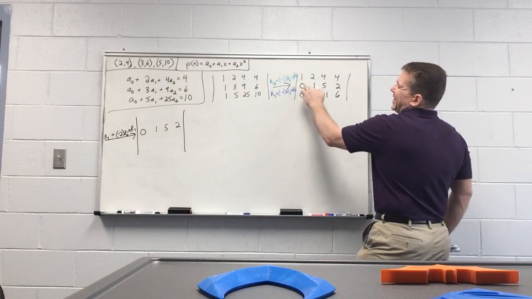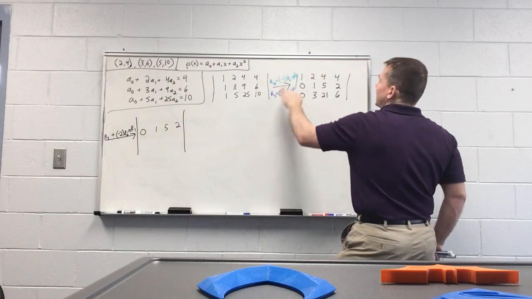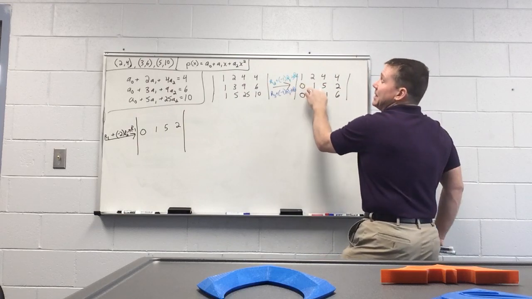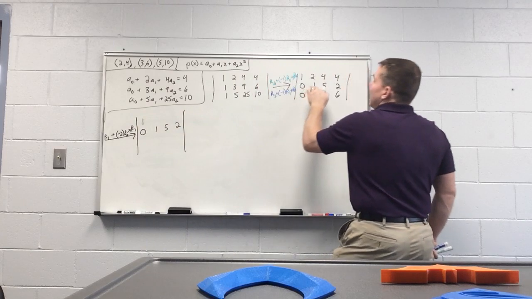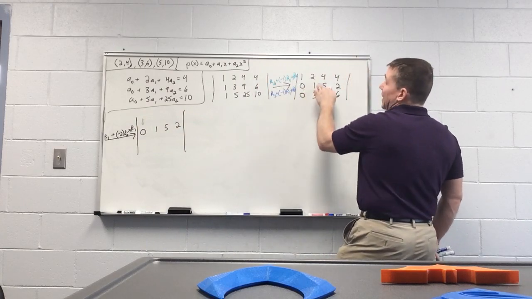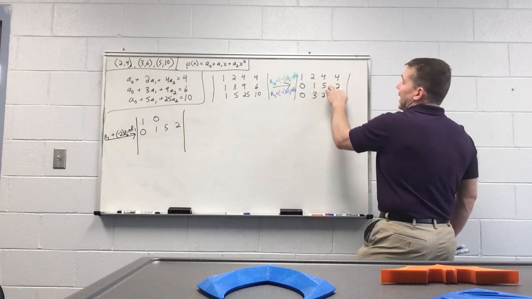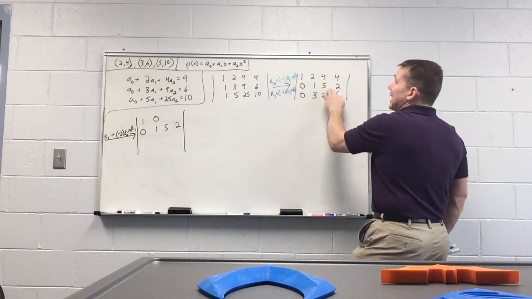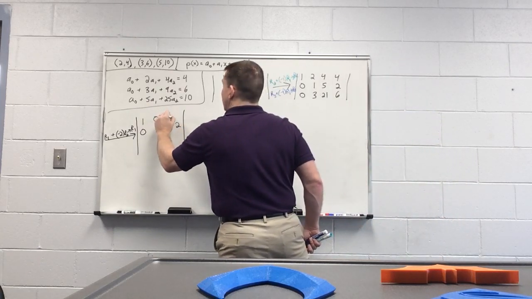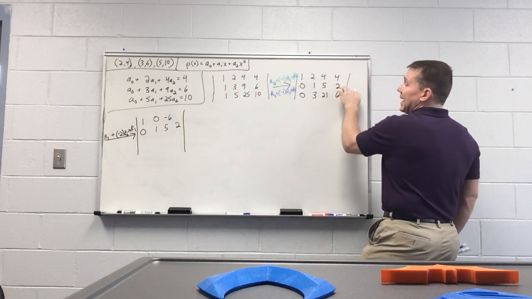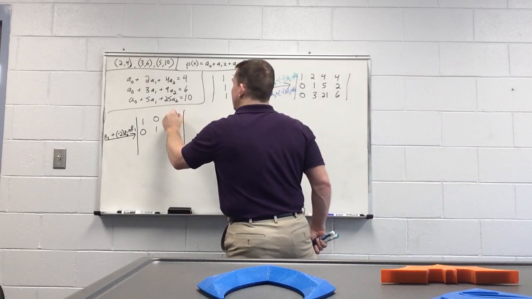So I get, the 0 is just going to remain 0 right here. 0 times negative 2 is 0 plus 1, which is 1. Negative 2 times 1 is negative 2. Negative 2 plus 2 is 0. Negative 2 times 5 is negative 10. Negative 10 plus 4 is negative 6. Negative 2 times 2 is negative 4. Negative 4 plus 4 is 0.